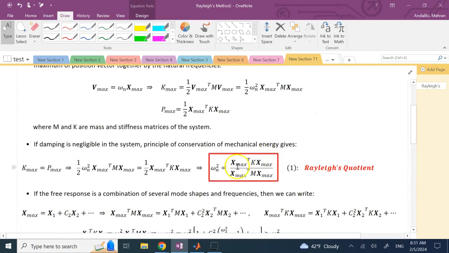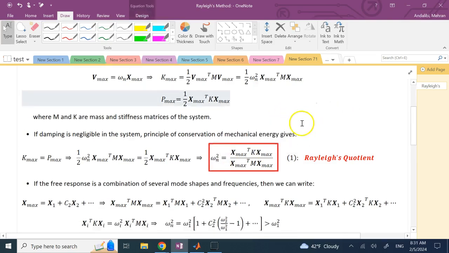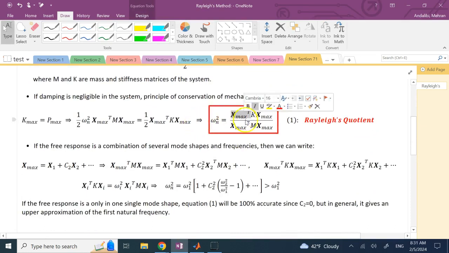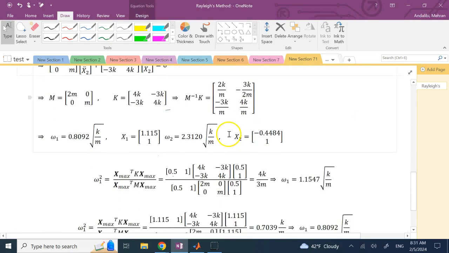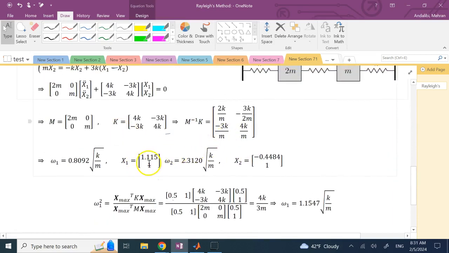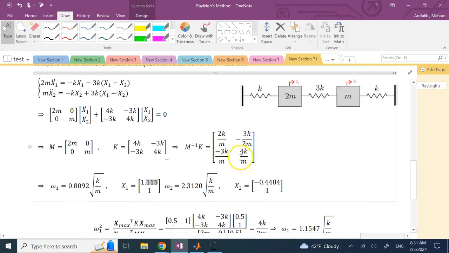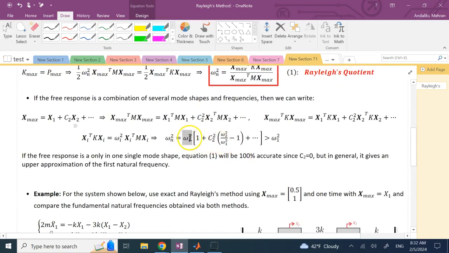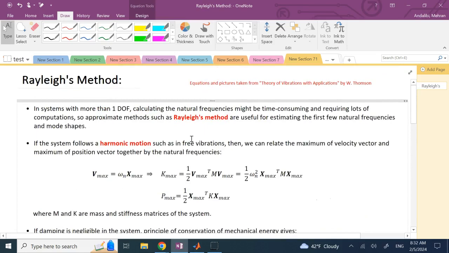So this Rayleigh quotient in general is not just going to give me what? The first natural frequency. It can give me any natural frequency as long as this vector that I use in the formula, x max, is what? Exactly equal to or very close to one of these mode shapes. So as long as I put those, it's good, but if I don't, it always gives me what? An overestimate of the first natural frequency. So this is the comparison of the exact solution against Rayleigh's method for fundamental frequencies, especially the first one.